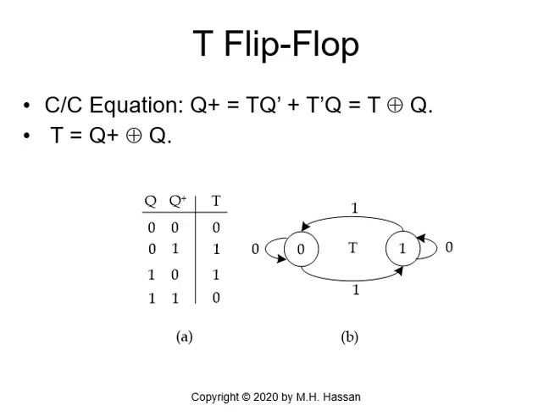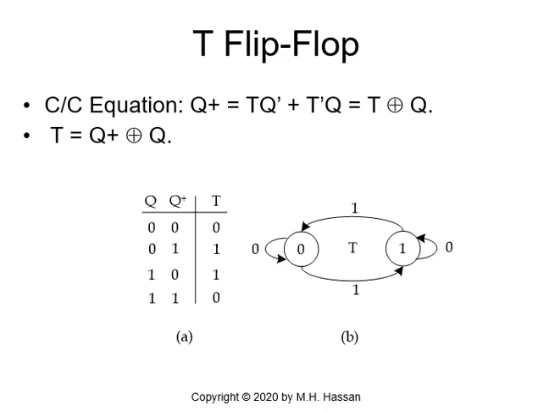As a reminder, the T flip-flop characteristic equation is Q plus equals T Q prime, or T prime Q, or T exclusive or Q, or we can say T is Q plus exclusive or Q. And the state table and the state graph of the T flip-flop is we have the present state Q and the Q plus. So this is the excitation requirement table. If the transition from 0 to 0, T must be 0, 0 to 1, T must be 1, 1 to 0, T must be 1, and 1 to 1, T must be 0. Simply T is Q exclusive or Q plus.